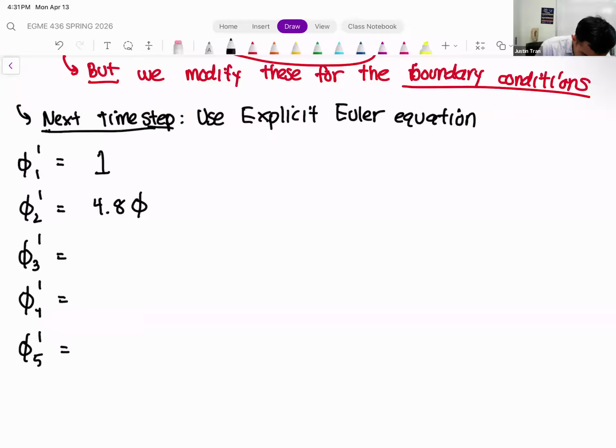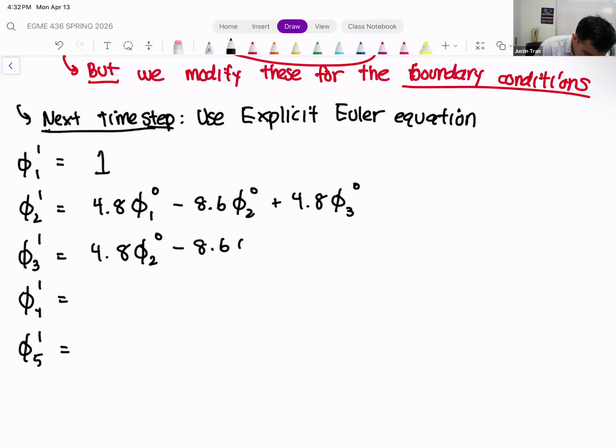So phi2 is going to be 4.8 phi1 at time step 0 minus 8.6 phi2 at time step 0 plus 4.8 phi3 at time step 0. All right, and then for phi3, we have 4.8 phi2 at time step 0 minus 8.6 phi3 at time step 0 plus 4.8 phi4 at time step 0.